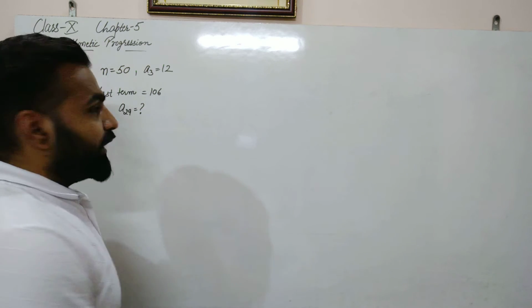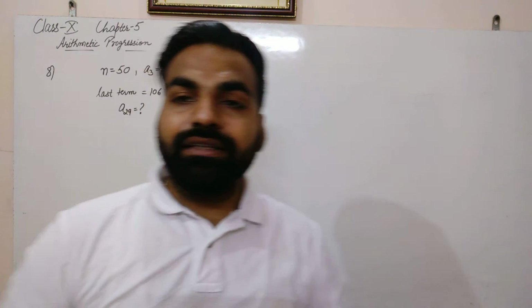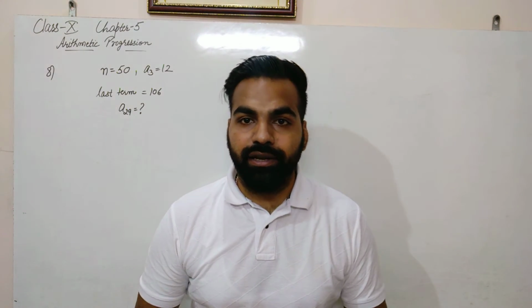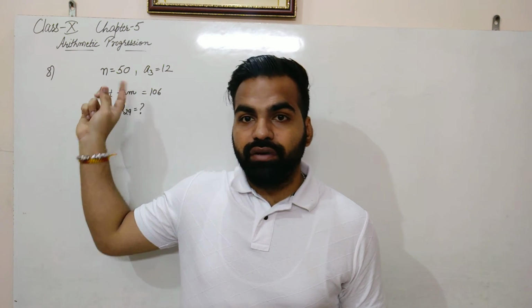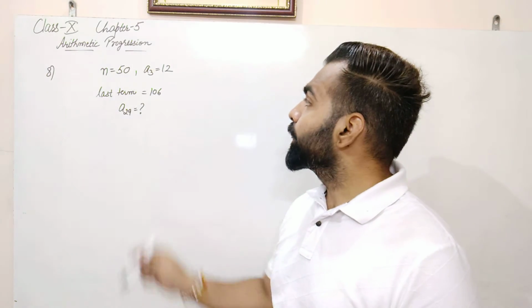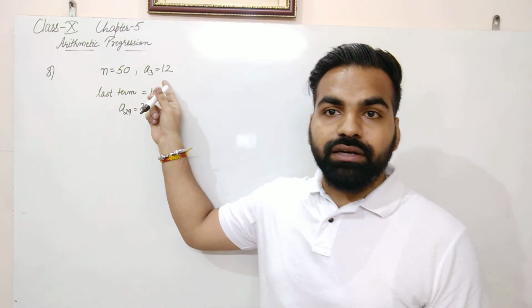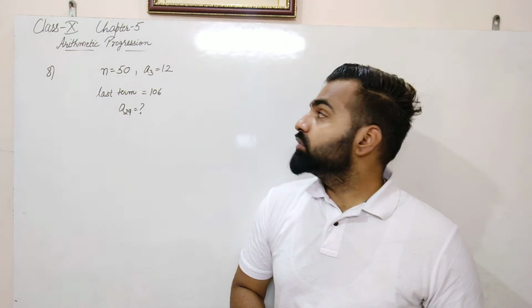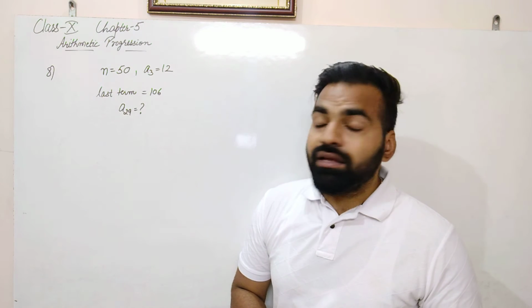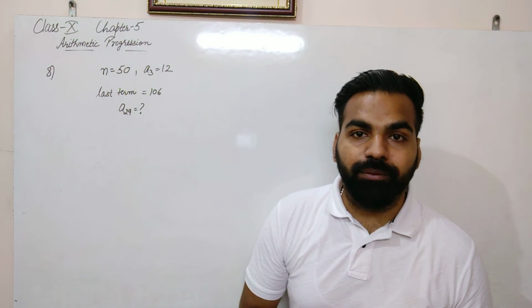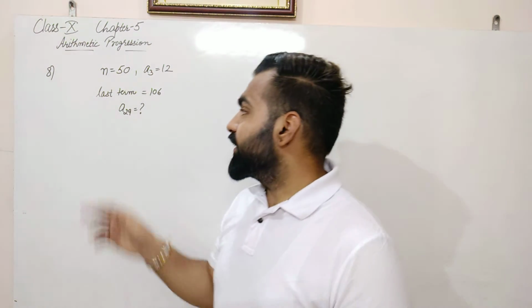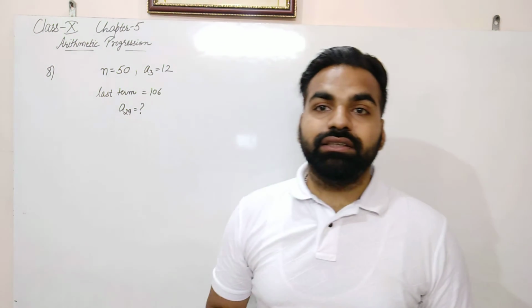Now the question number 8 here. It is given that there are a total of 50 terms in an AP. So the value of n is the number of terms, so n will be equal to 50 here. The third term is given, the third term is equal to 12. So A3 will be equal to 12. The last term is given, 106. Whatever be the last term of the AP, that is 106, we have to find the 29th term.